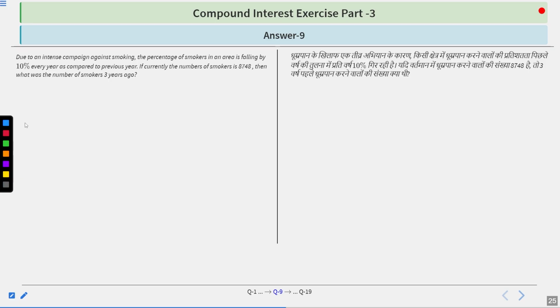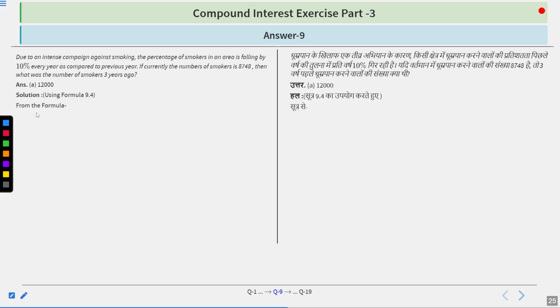Now, this question is about an intense campaign against smoking. Although this question is not about compound interest, we can apply the concept of compound interest to solve it because the percentage is falling by 10% every year. So this 10% can be considered as the rate. If currently the number of smokers is 8,748, that can be the amount, and time was 3 years. The answer to this question is option A, 12,000, and we are going to use formula 9.4 to solve this question.